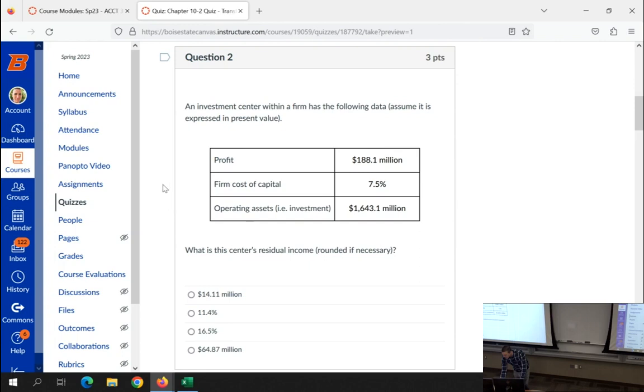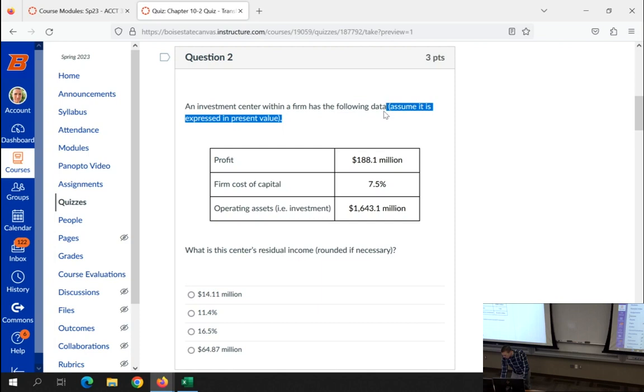All right, let's look at this question here. An investment center within a firm has the following data. So it is expressed in present value. So I'm not having you do any movement to present value or any calculations like that. Just assume it's already in present value. And even if it doesn't have that parenthetical, just assume that throughout all questions.